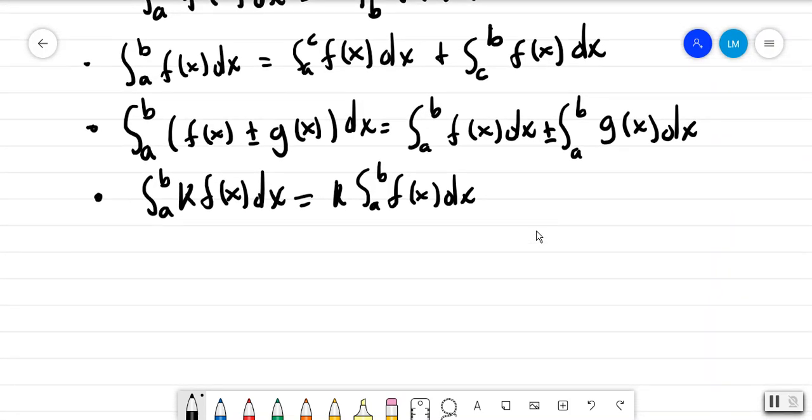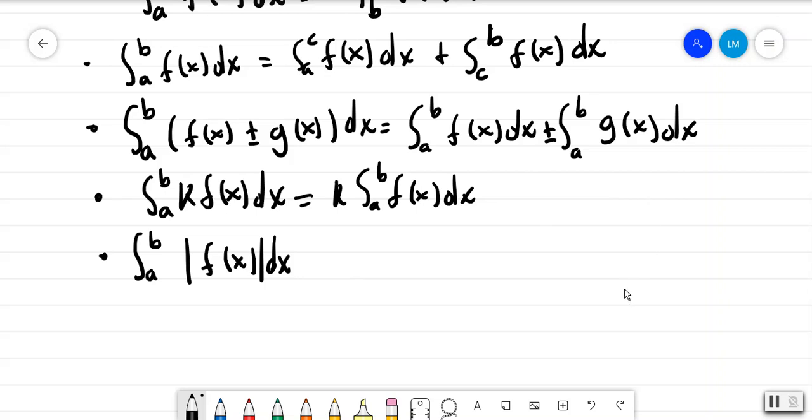The other is that if you're integrating from a to b of the absolute value of f of x dx, this is just the total area in this case.